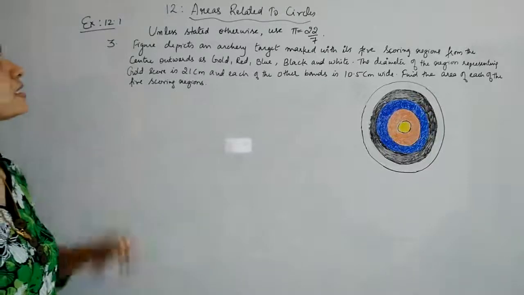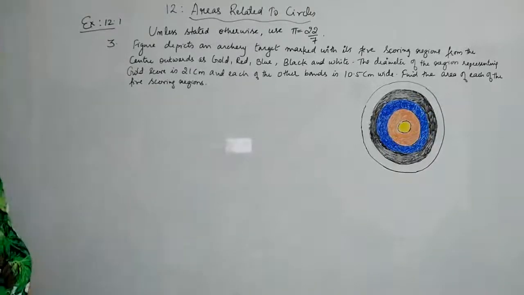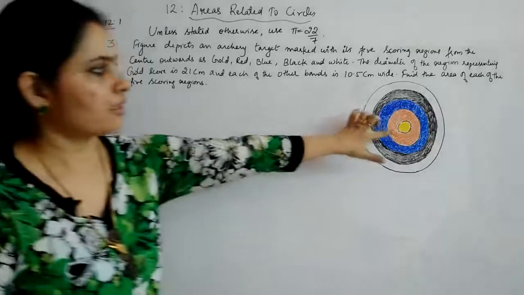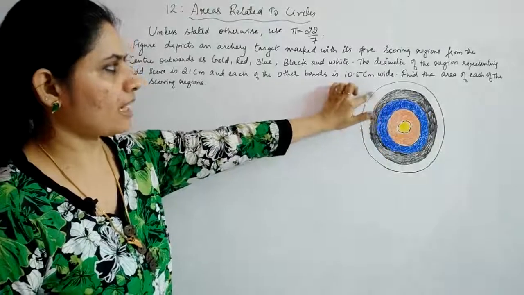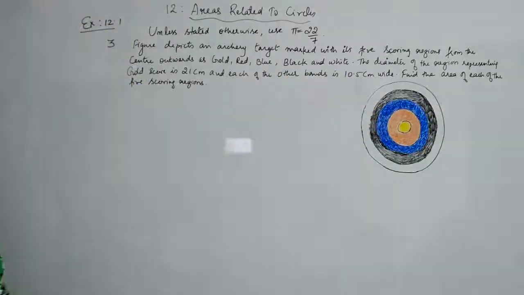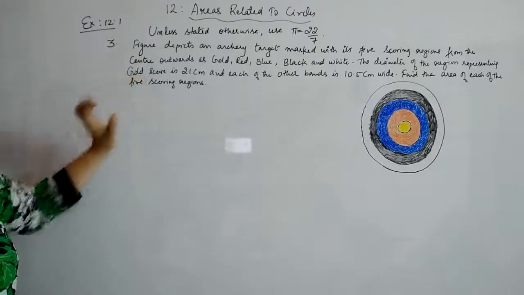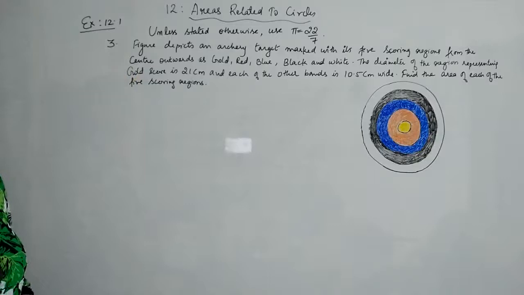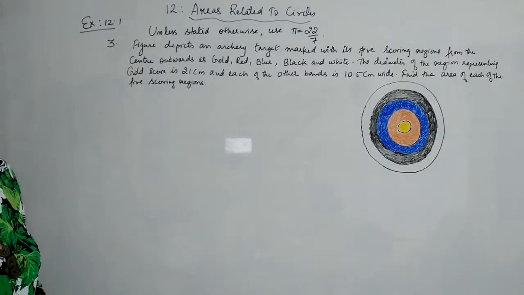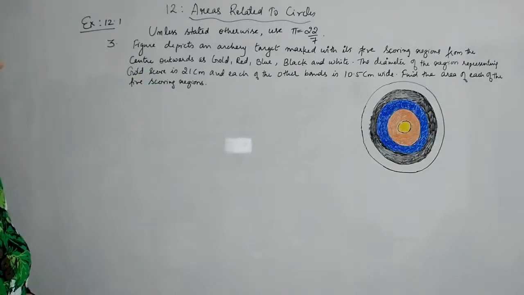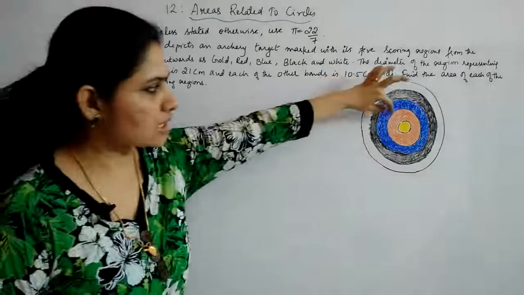Question number 3 is: the figure depicts an archery target marked with its 5 scoring regions from the center outwards as gold, red, blue, black and white. The diameter of the region representing gold score is 21 centimeters and each of the other bands is 10.5 centimeters wide. Find the area of each of the 5 scoring regions. So you have to find out each region's area separately.